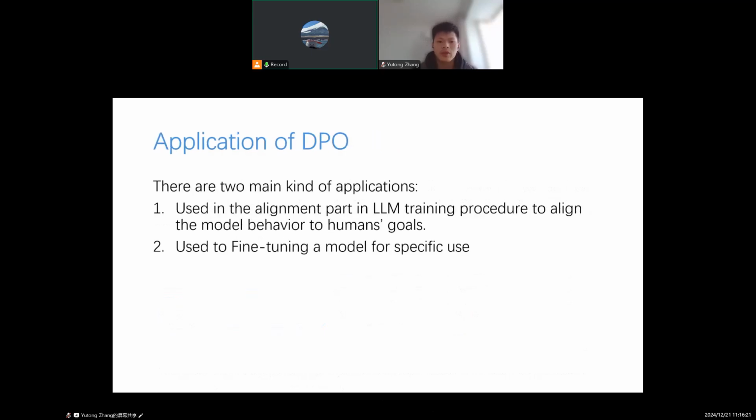And then we're going to talk about the application of this algorithm. So basically, it has two main kinds of application. First, we can use it in the alignment part of the LLM training procedure to align the model behavior to human goals. Second, we can use it to fine-tune a model for specific use, for example, in poetry generation.